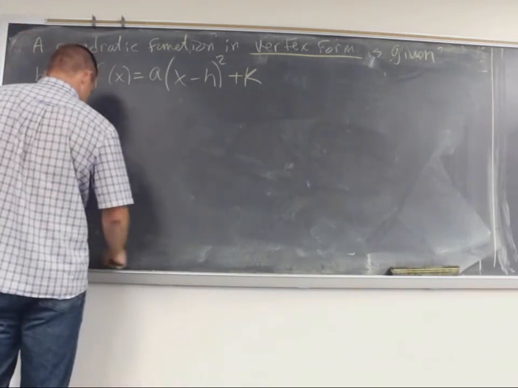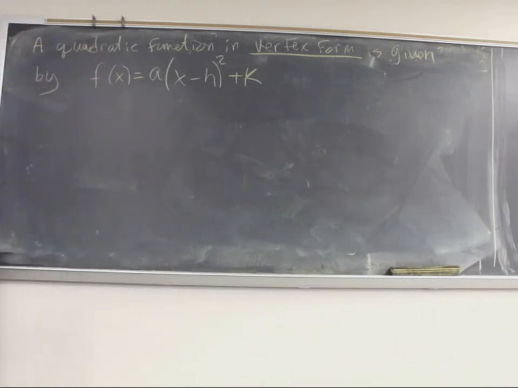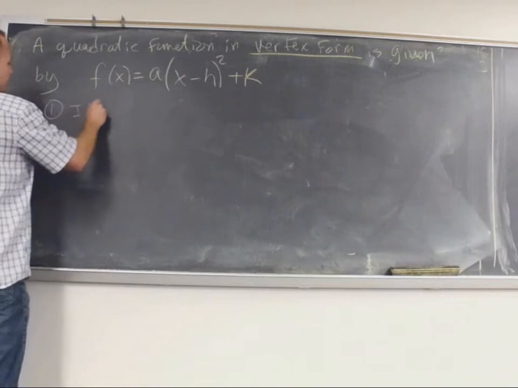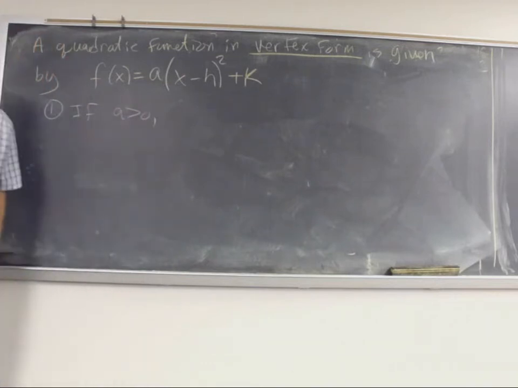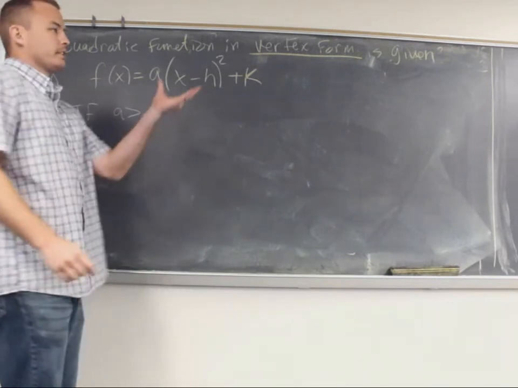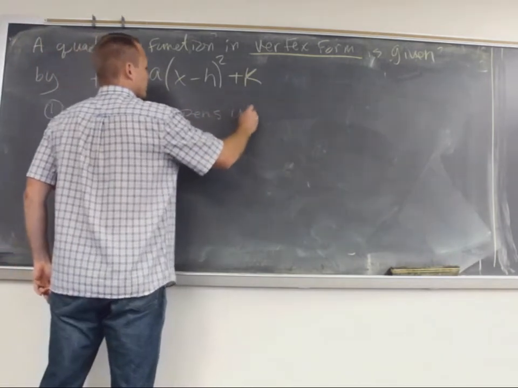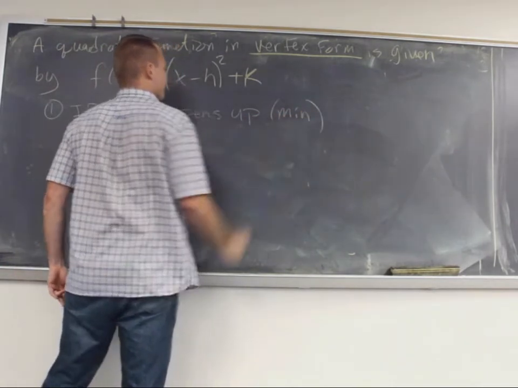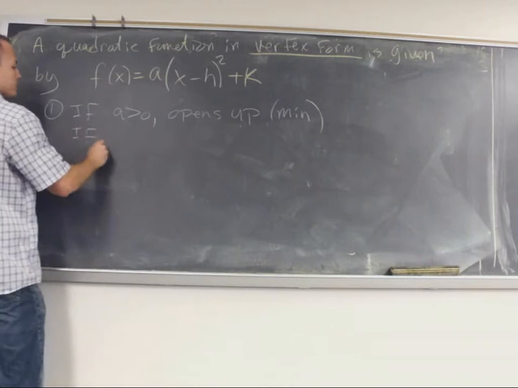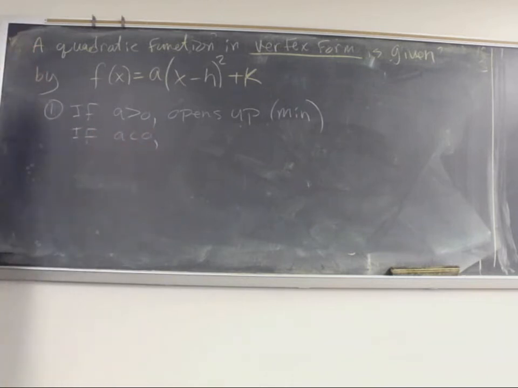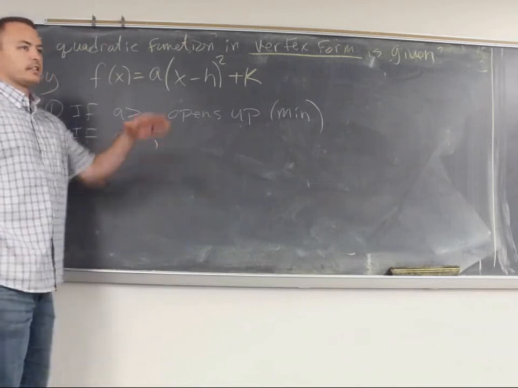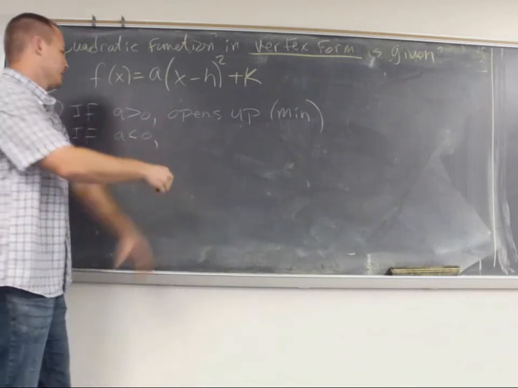So to graph, you'll follow the same exact steps except for number 2. And so let's go through those real quick again. Just a good refresher. 1. So if a is greater than 0, then what happens? Same thing happens in both forms. If a is greater than 0, that means it opens up and it gives me a min. And then the other option is if a is less than 0. A is less than 0, it opens down and gives me a max.